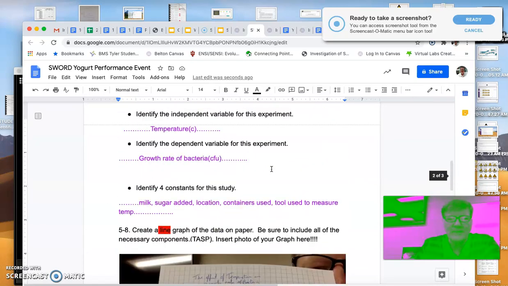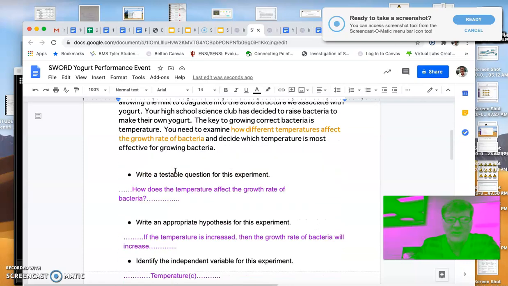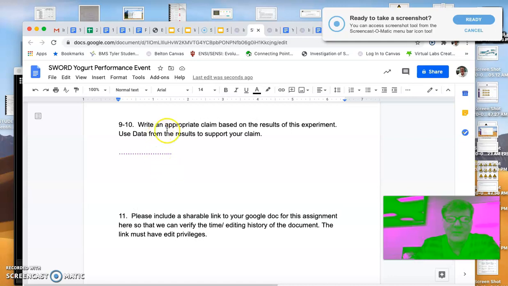Okay, for your claim, I'm going to come up here and I'm going to look at this data table. I notice that the trend in temperature is it starts at 10 and it goes up by 5 until you get to 50. Temperature is increasing the whole time. If I look at my number of bacteria colonies, I notice that it starts at 9 and it increases until it gets to 20. But at 20, it's only 35 degrees. After 20, it goes down: 19, 14, 10. So as temperature goes up after 35 degrees, the number of colonies goes down. So my claim, write an appropriate claim based on the results of this experiment, use data.